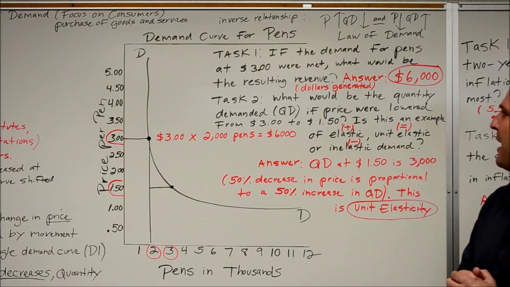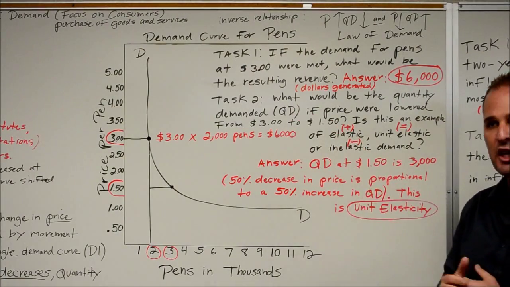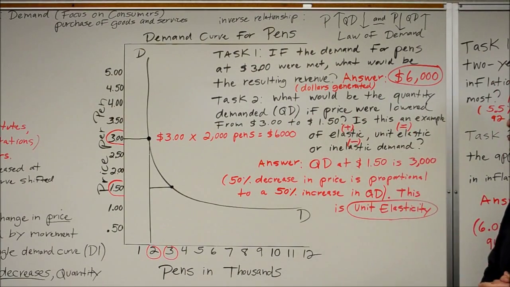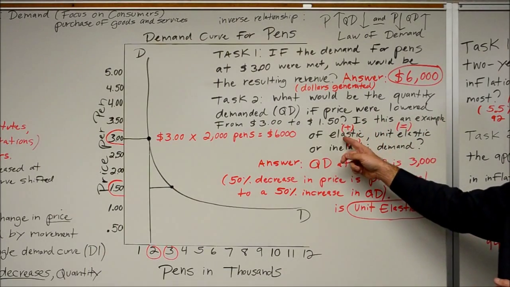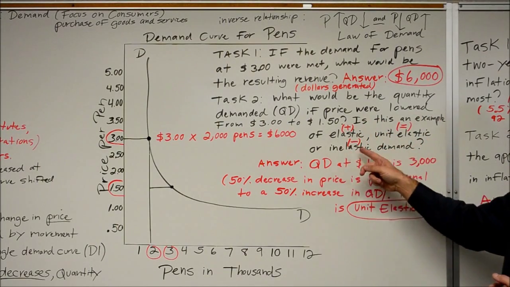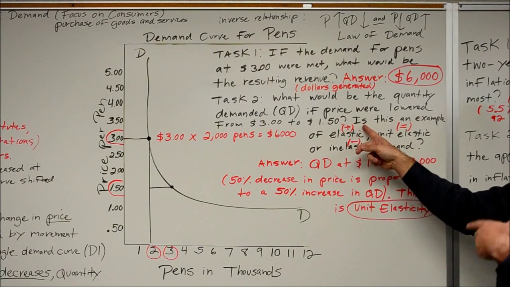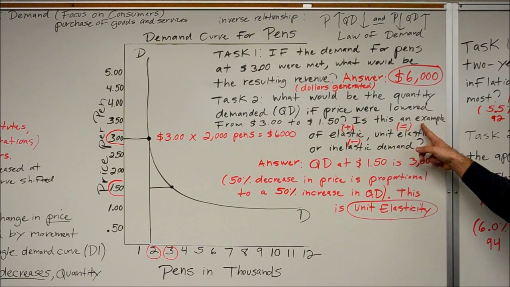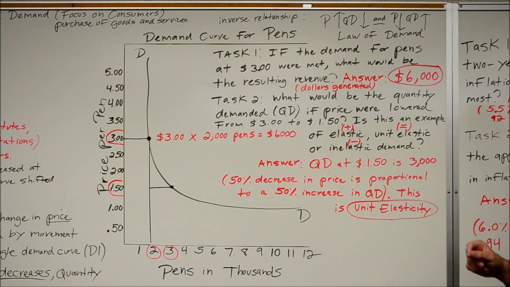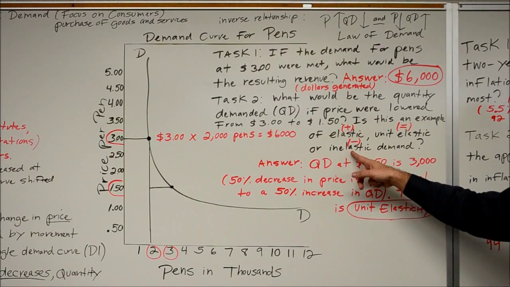Moving to our second task, what would be the quantity demanded, also referred to as QD, if price were lowered from $3 to $1.50. Additionally, is this an example of elastic, unit elastic, or inelastic demand? You'll also read in this chapter, elastic demand refers to a more than proportional response to a price change. Unit elastic means proportional response to a price change. Inelastic refers to a less than proportional response to a price change.